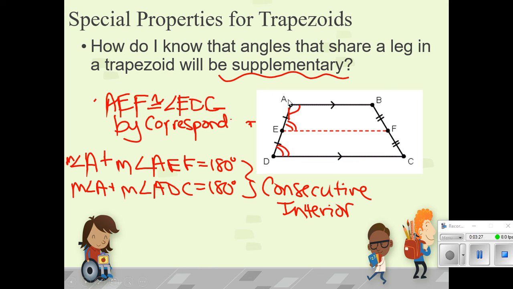Angle A and angle ADC, if you add this one and the bottom one here, so angle A and angle D, they are also 180, so they're consecutive interior angles. So please write these down.